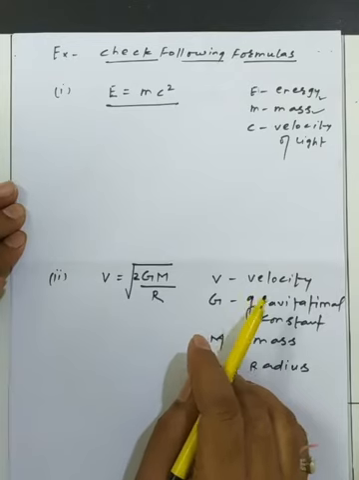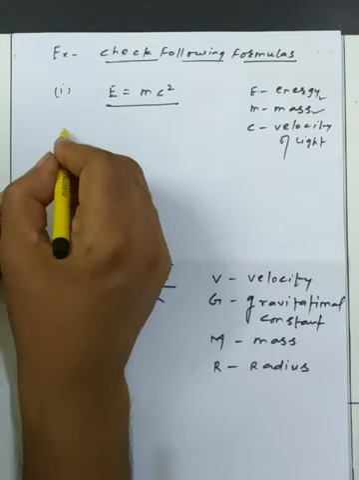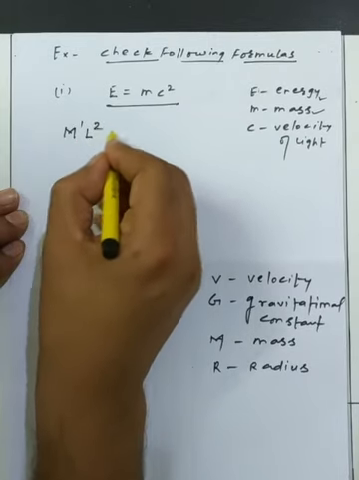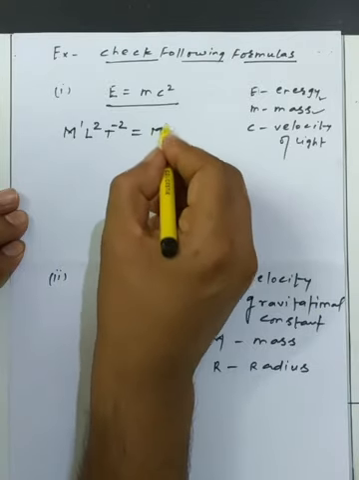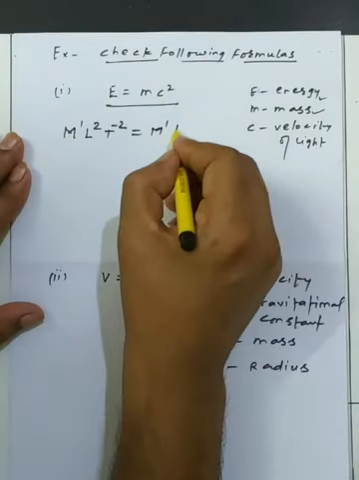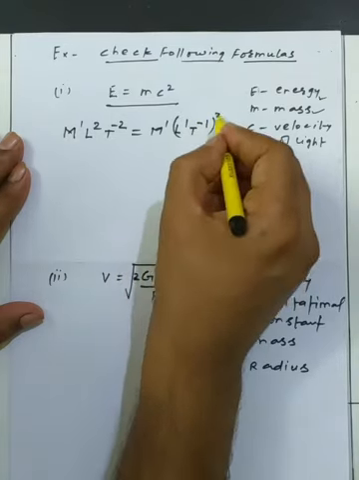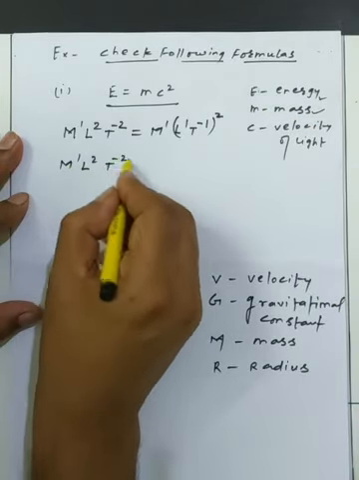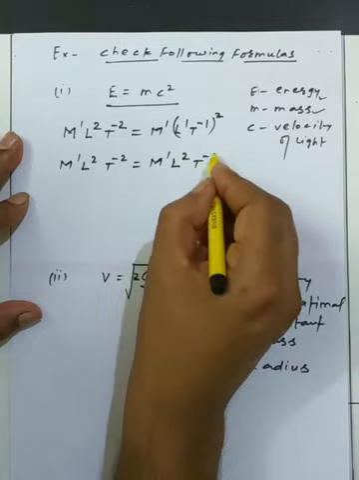So what should we do? We should write the dimensions on the left hand side and the right hand side. I am directly using this concept. The dimension of energy is M1 L2 T minus 2 on the left hand side, and for the mass, M1, and the dimension of velocity is L1 T minus 1 with the bracket raised to power 2. So we are multiplying the power with the dimensions. M1 L2 T minus 2 is equal to M1 L2 T minus 2.